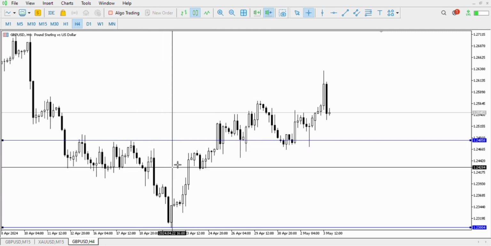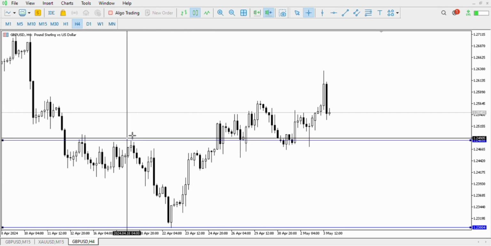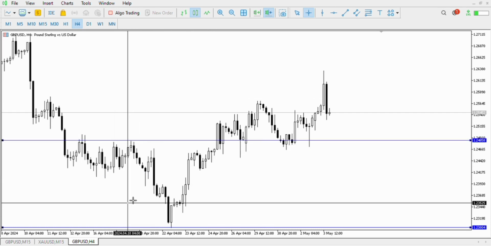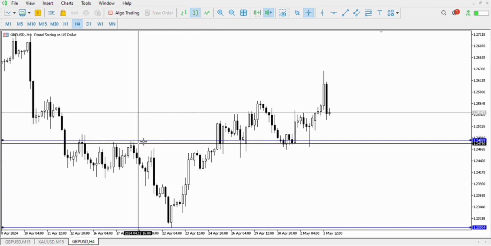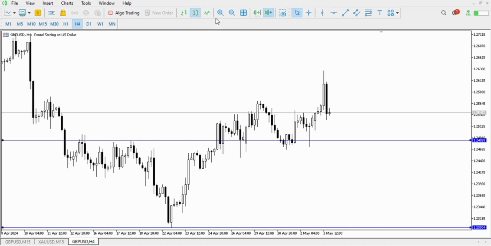Now look at what price did. Price traded all the way higher and broke this high. Automatically, what does that mean? It means that we have a transition from this temporary downtrend to an uptrend. So currently on GBPUSD in the 4-hour time frame, we're having an uptrend.